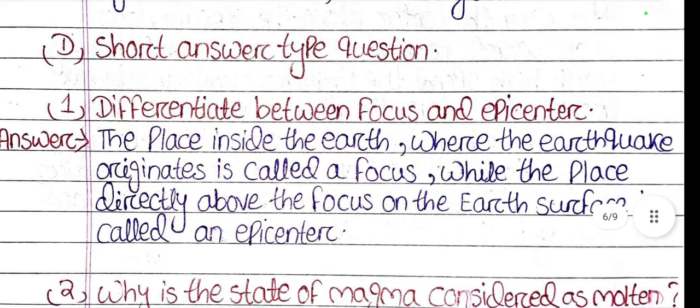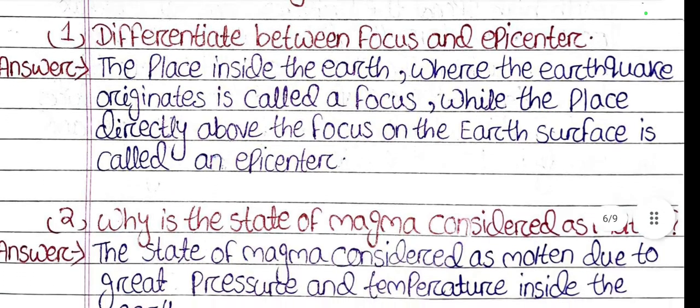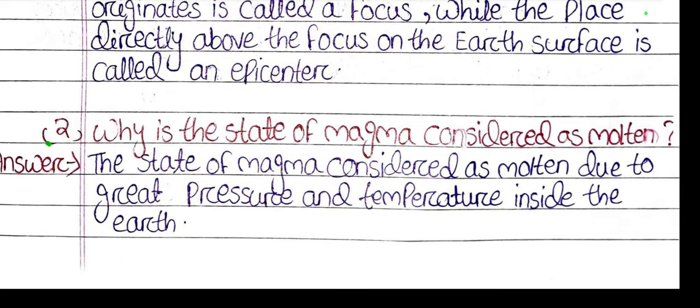Then short answer type question, this is D. Differentiate between focus and epicenter. The place inside the earth where the earthquake originates is called the focus, while the place directly above the focus on the earth's surface is called the epicenter. Okay, the next question is, why is the state of magma considered as molten? The state of magma is considered molten due to great pressure and temperature inside the earth.